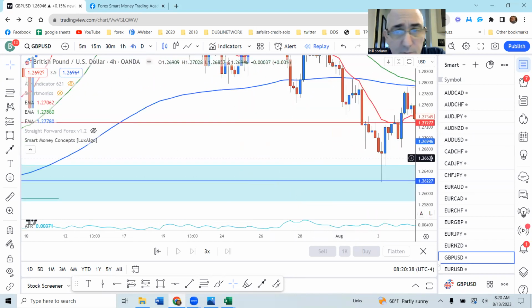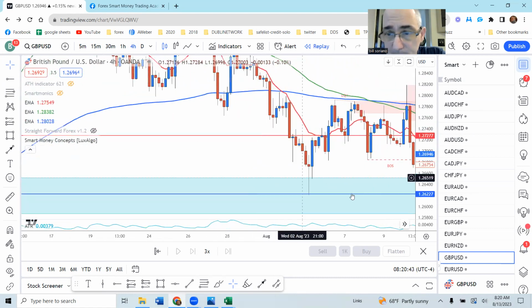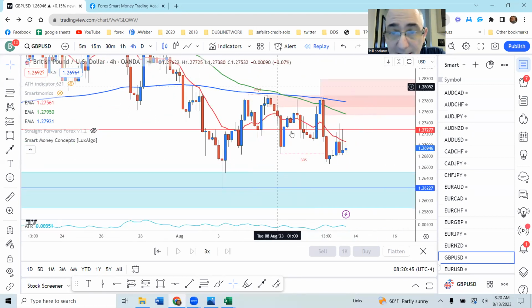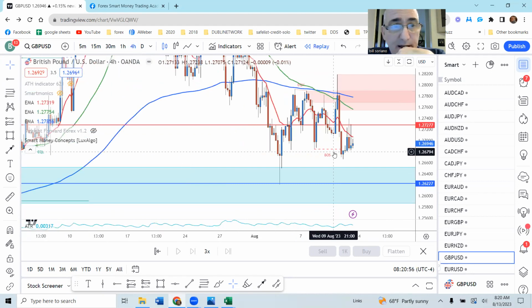Okay, this area has obviously already been hit, and price reacted off of it. Then we have another consolidation here. We have this consolidation area right here.